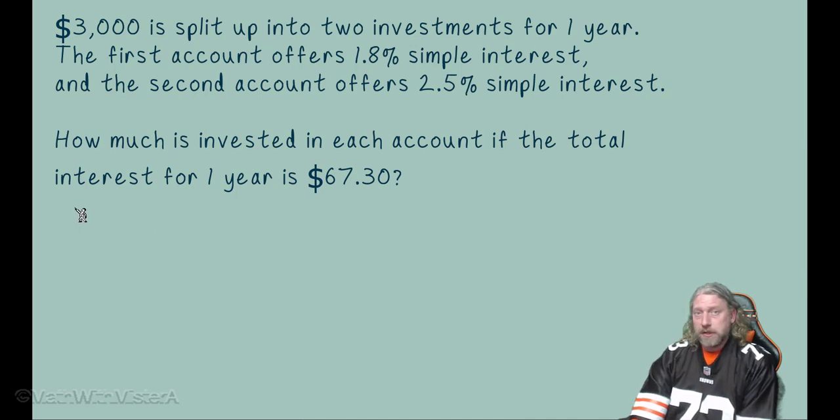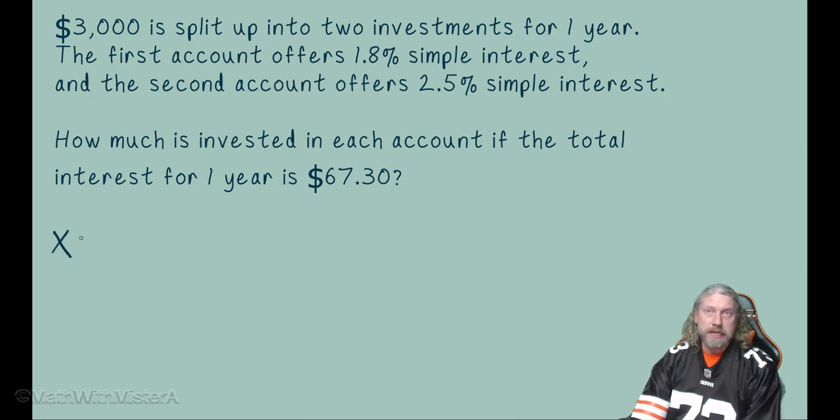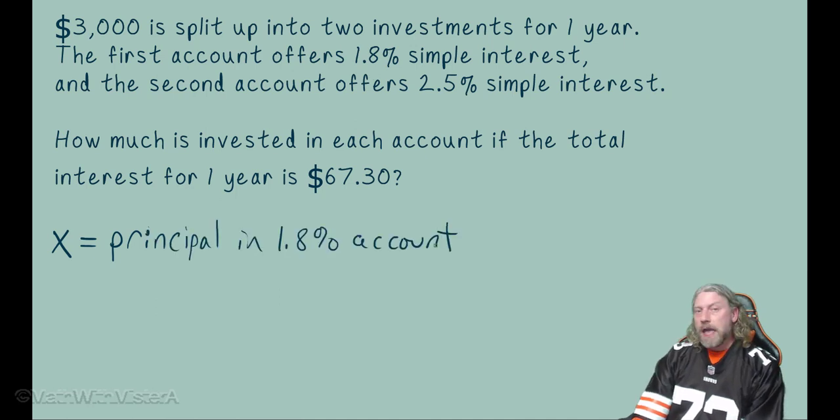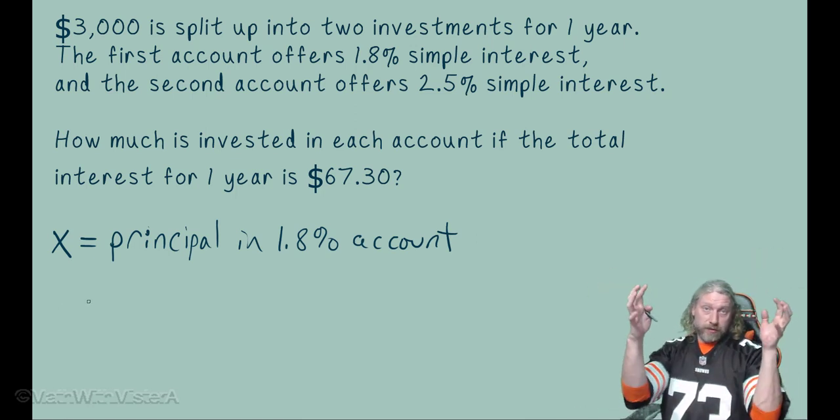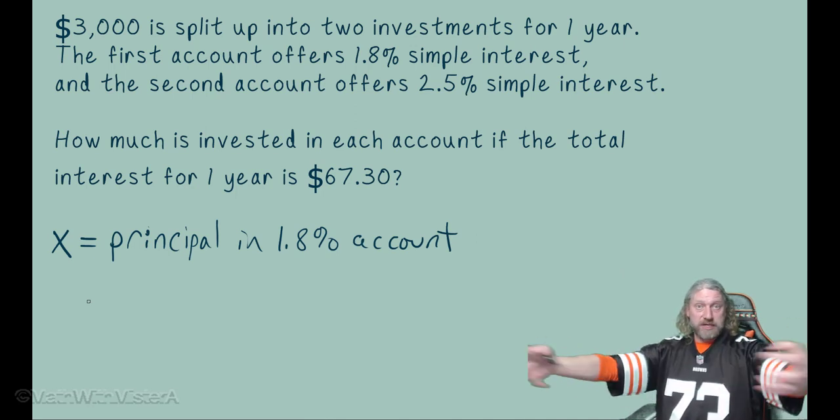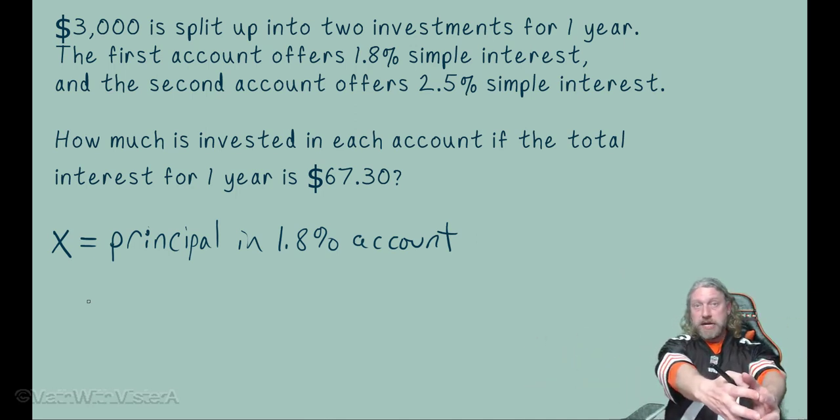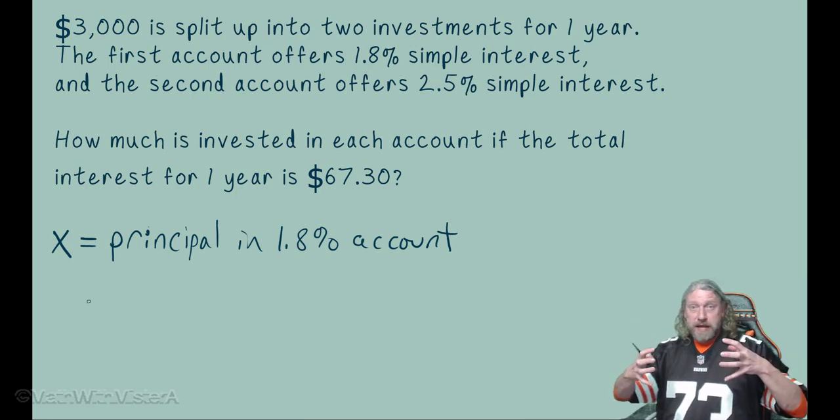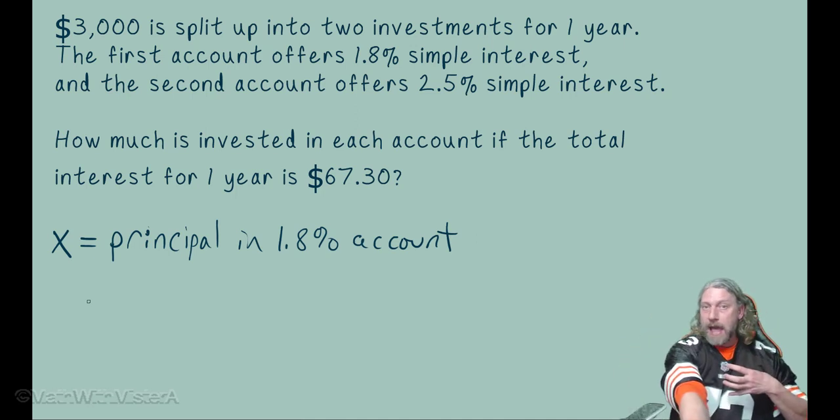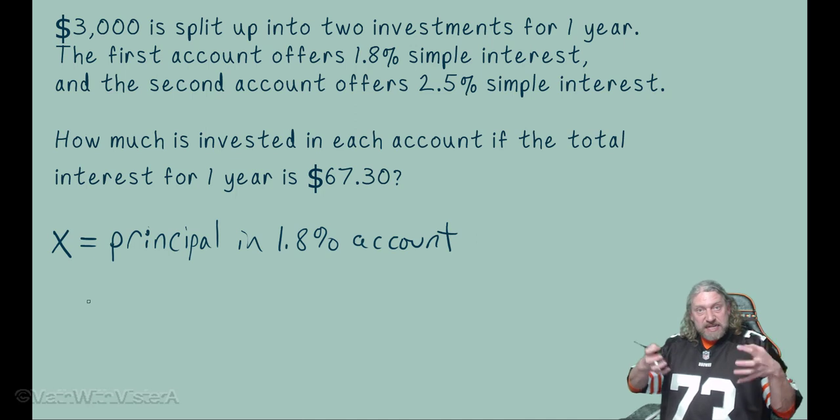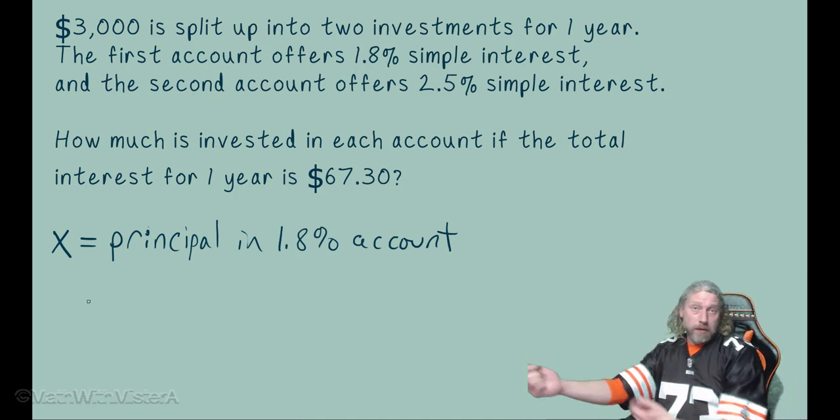So this is an instance where we have two unknowns, but we know that when they're put together, the total would be $3,000. And the strategy that we use for assigning variables in this case is that we would make one variable just be X or Y or whatever symbol or letter we would like to use. So let's say X will equal the principal in the first account, the 1.8% account. And then the amount into the second account would be this total with X subtracted away, because our total $3,000 is being split up into two separate accounts.